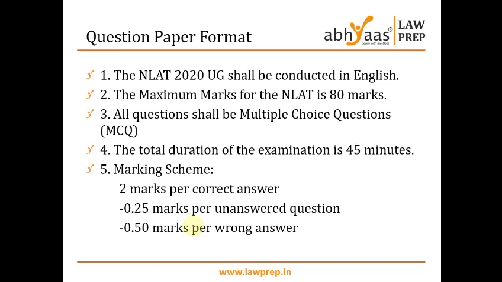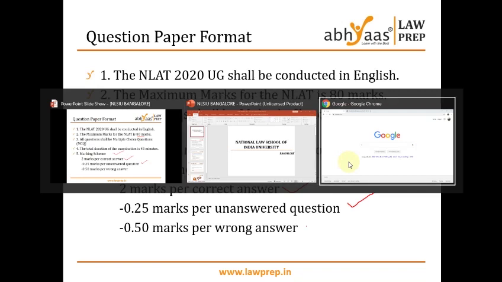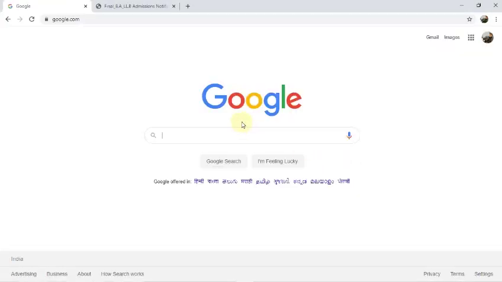As you know already, you read about the question paper format, and anyway we'll do a detailed question paper video. Sangeeta ma'am will give you a detailed analysis of the question paper format. Here I'm just telling you the main area: 2 marks per correct answer, 0.25 deducted per unanswered question, and 0.5 for each wrong answer. It is an 80 marks paper with 45 minutes duration.